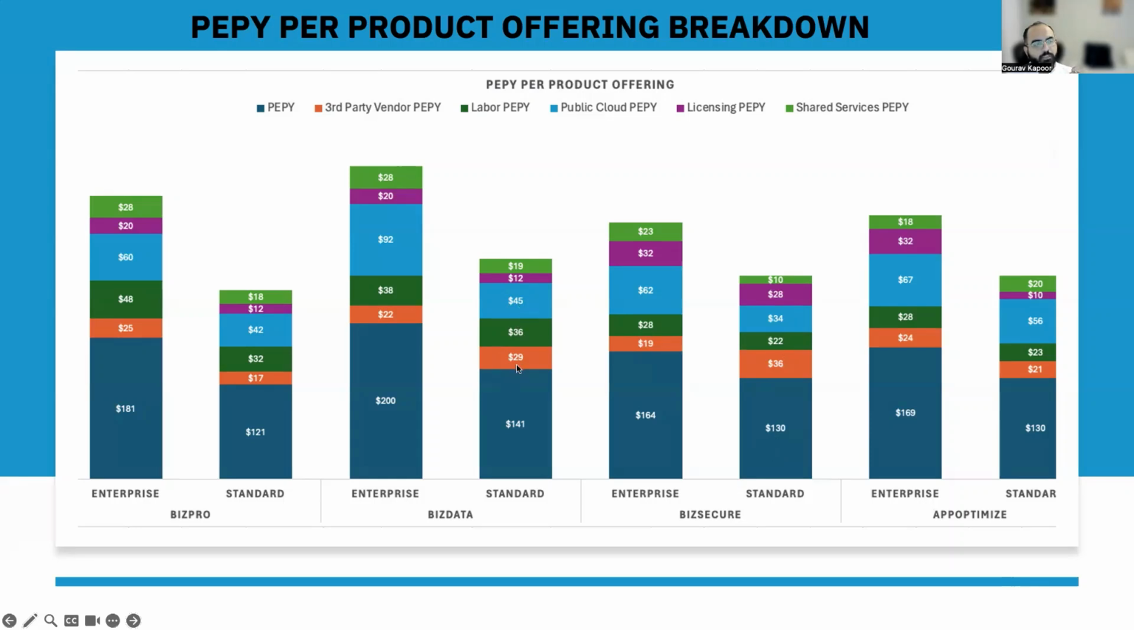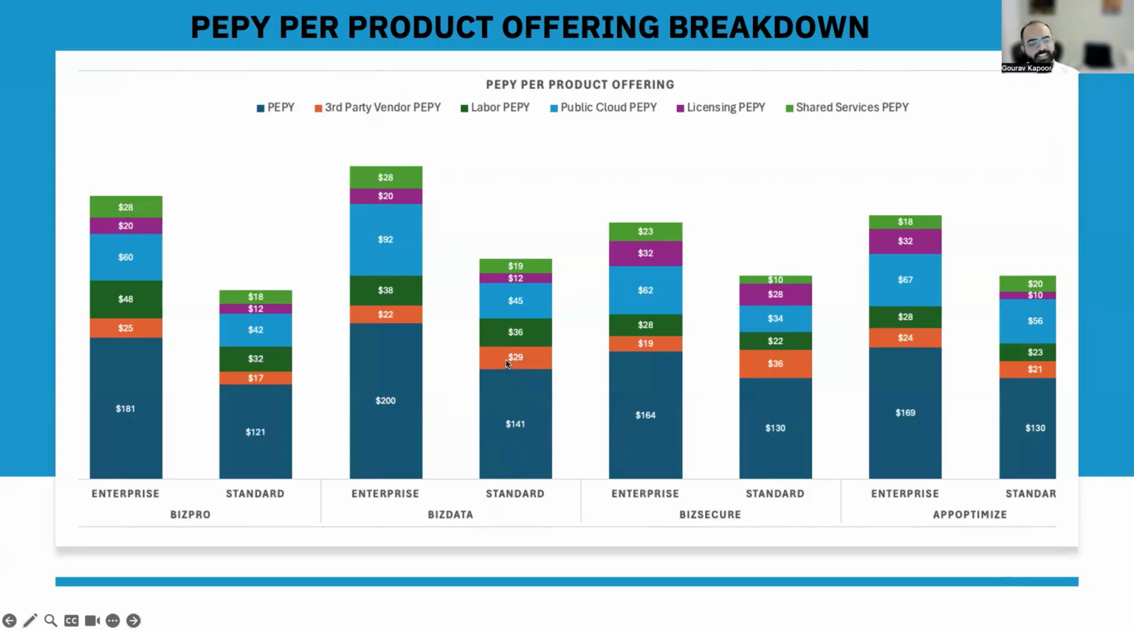The other example we can take here is, for example, if we take a look at the third-party spend here. In this case also, there's a scenario. In enterprise, we're spending $22 on third-party, and the total PEPI for a user for that product is $200. In standard it is 141, but I'm spending $29 just on the labor. So this information is telling me that there's fundamentally something going on with the standard offering between different products, or with the use of the different third-party products we're using.